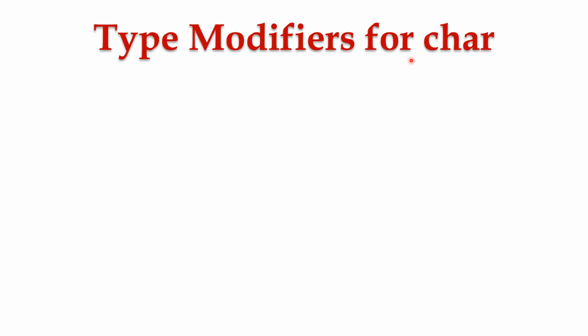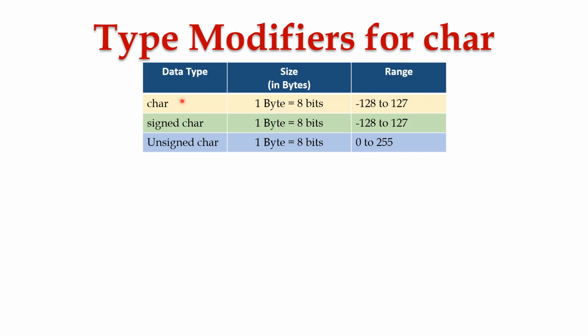Type modifiers for character. The data types char and signed char utilize 1 byte of memory space. That is, it needs 8 bits to store their value. It ranges from minus 128 to 127. Next, unsigned char utilizes 1 byte of memory space. That is, it needs 8 bits to store their values. It ranges from 0 to 255. Since it is unsigned, it has only the positive values.